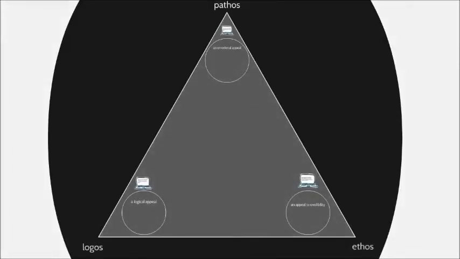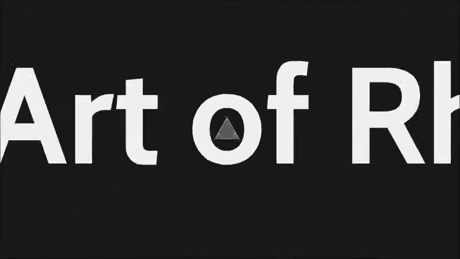Pathos, logos, and ethos. Defined by Aristotle over 2,000 years ago, and still found in all modes of persuasion.